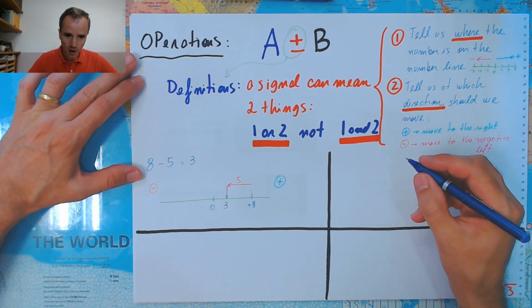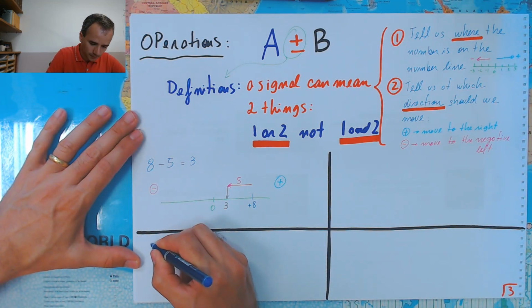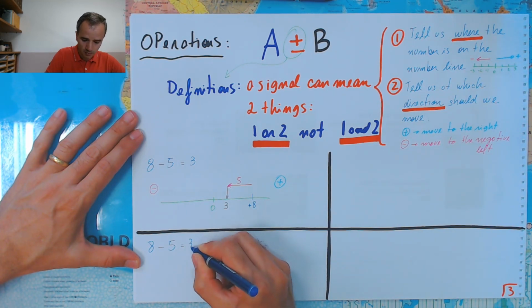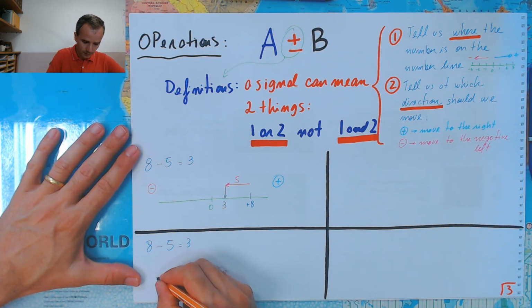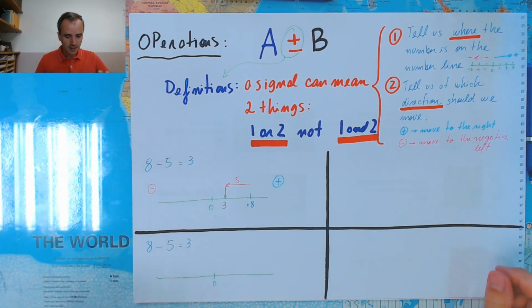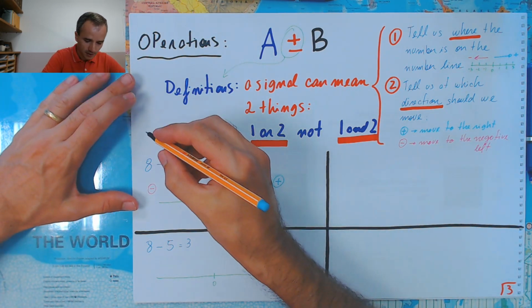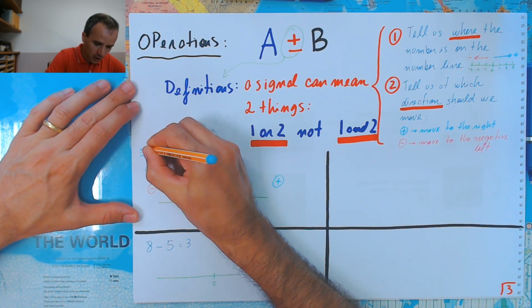Now another example. Let's take the same example. It's still 8 minus 5, which is still 3, of course. But now, please follow me here. In this first episode, we started at 8. That was our starting point.